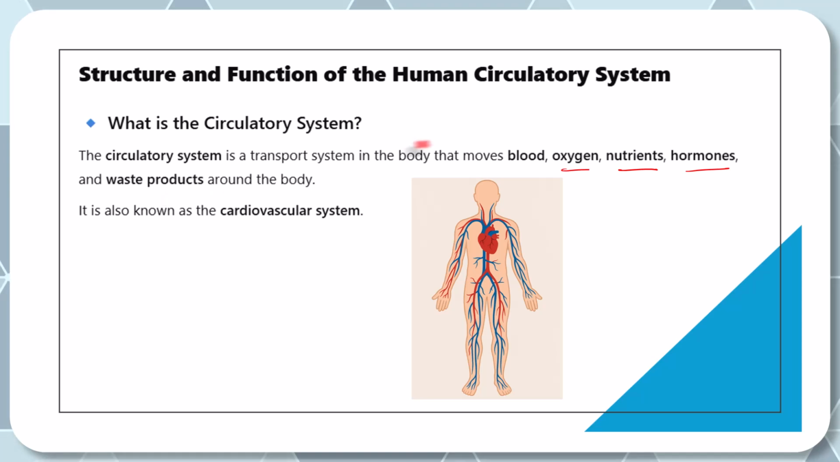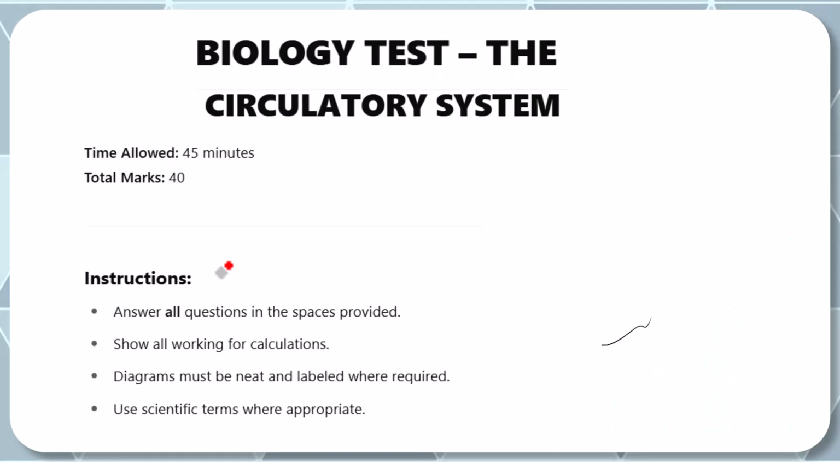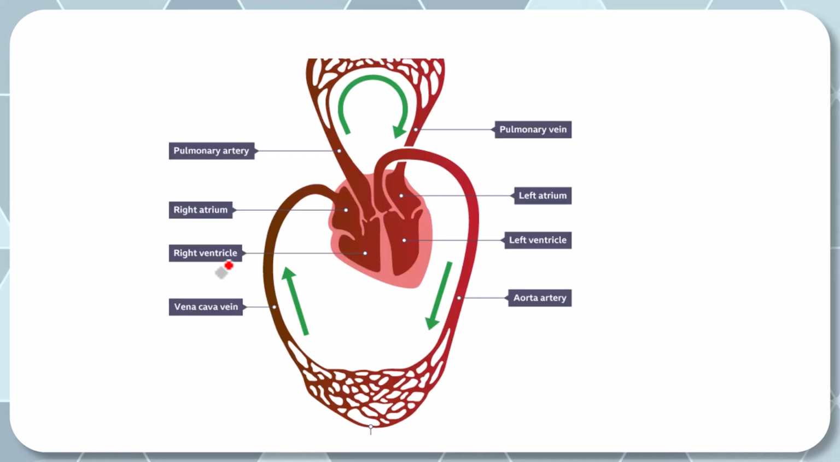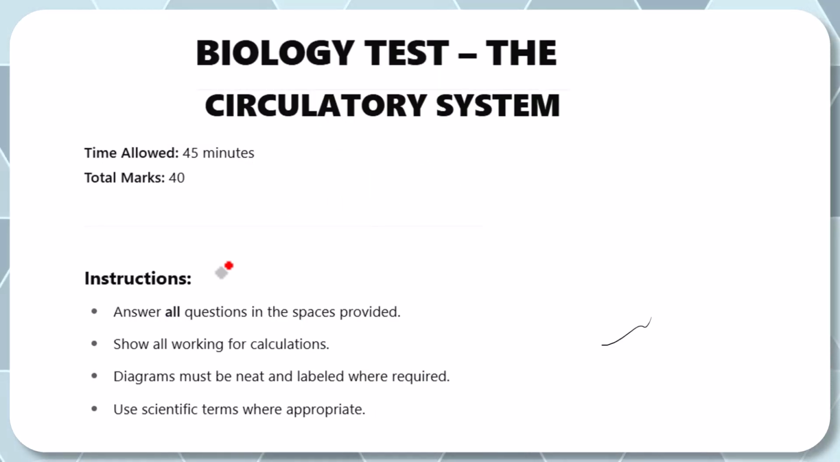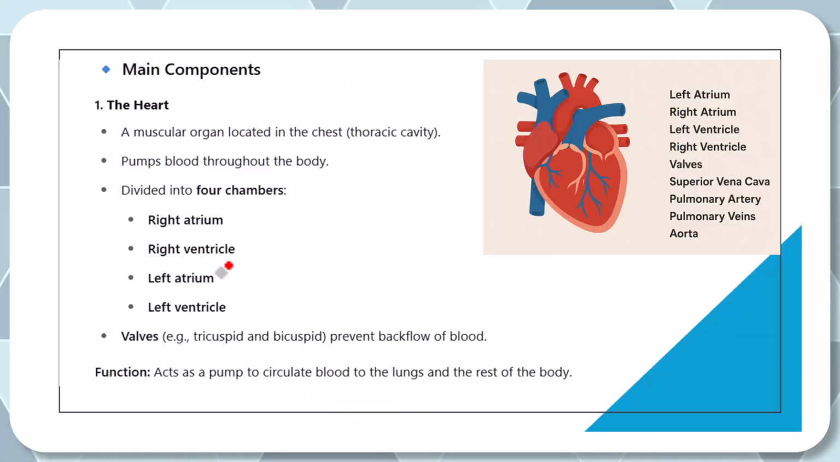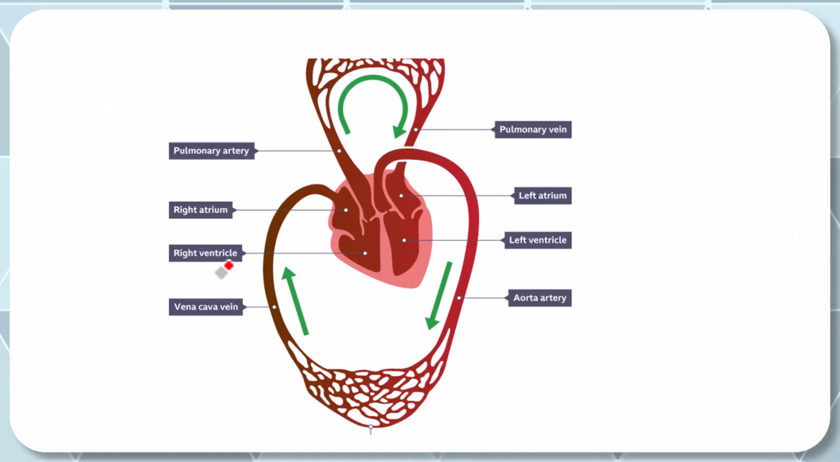Now, the circulatory system is sometimes called the cardiovascular system. Cardio is to do with the heart. We will be looking at some questions later, not now. What we're going to be doing now is basically a summary to relearn things.